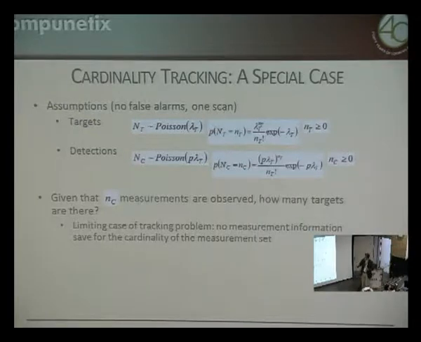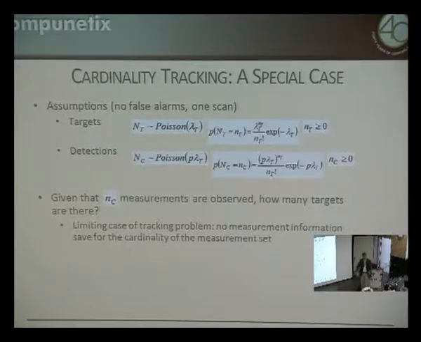I look. I expect there to be some number of targets before I look, as given by a Poisson distribution with mean lambda t. So let's say I expect that there are 10 targets, but I don't know exactly how many there are. And now I look and I see targets with some probability PD. Let's assume I think there are about 10 targets, and I'll see them with probability 0.5, and I'll see some number of measurements.